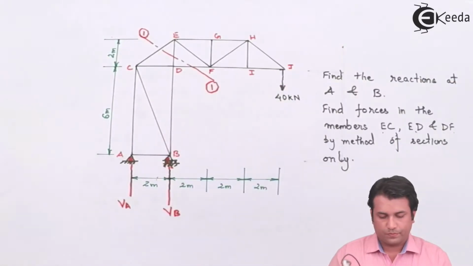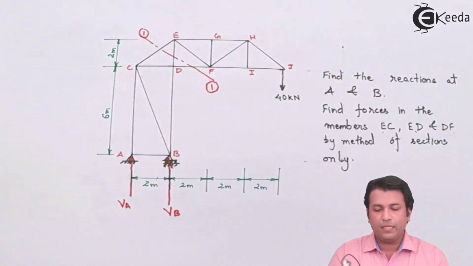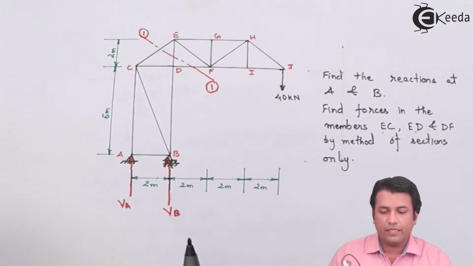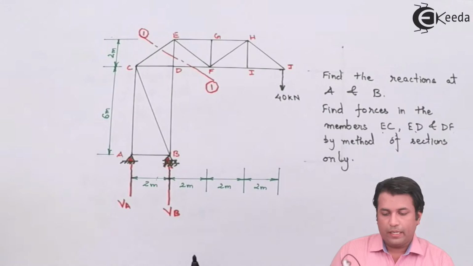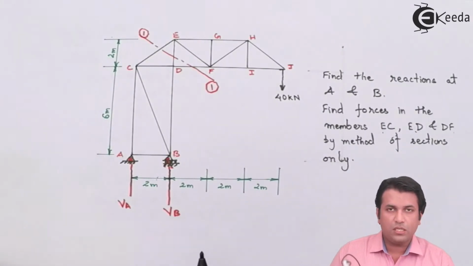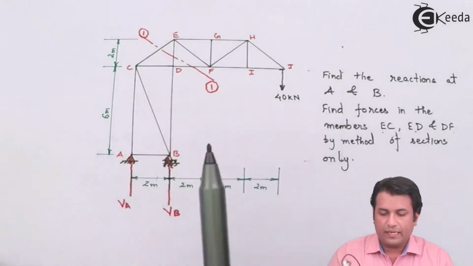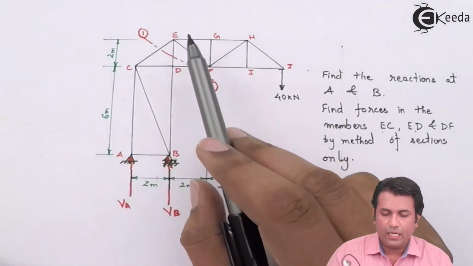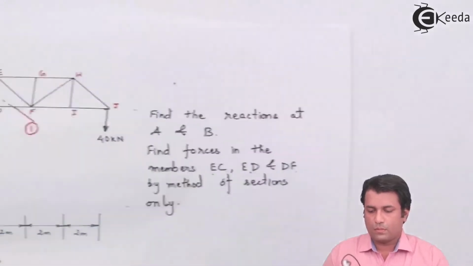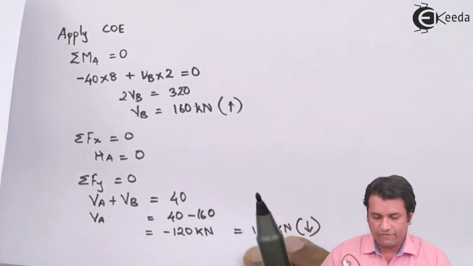1-1. Now after doing this, I'll consider any one part of the truss. You can consider the upper part or the lower part. Now I'll be considering the lower part, and then I'll try to find out the forces in the members, that is CE, DE and DF. So I'll just draw that part of the truss first.